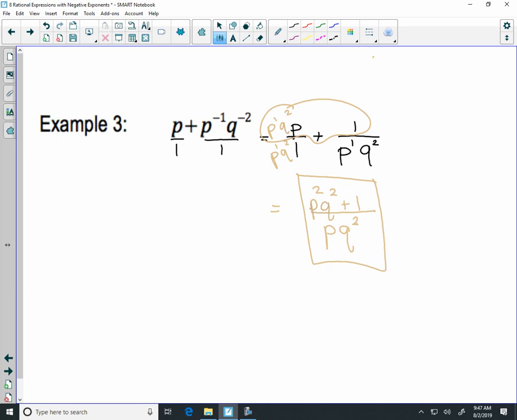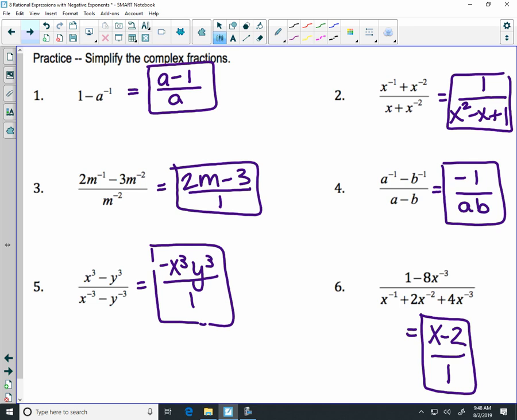All right, there's practice that follows this. There's 6 problems. Here are the answers so that you can check your work once you get it done. Awesome, let me know if I can help.